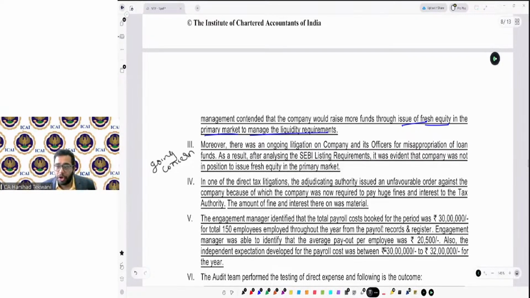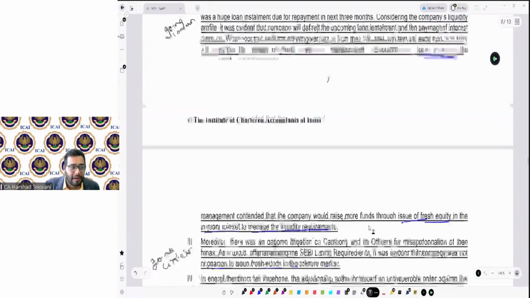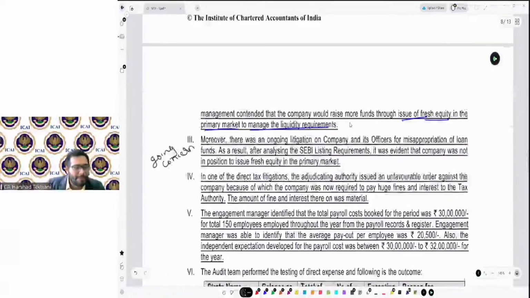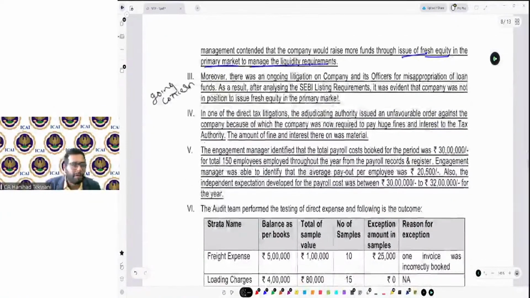Now, again, your payroll information is given. Earlier in the above paragraph, we saw that they want to perform substantive analytical procedures to gather sufficient and appropriate audit evidence for payroll cost. So here they have performed something with respect to the substantive analytical procedure and payroll cost.